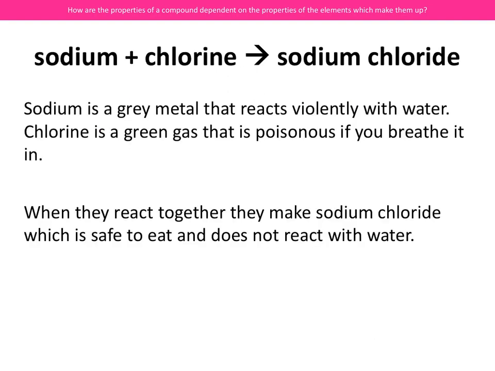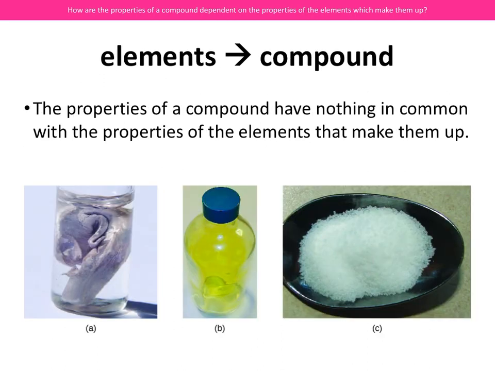So this page just summarizes that, so I won't repeat it, I'll just let you read it, so maybe pause the video. So what we're to take away from this is that whatever we're making in a reaction, the properties of that product, and in this case the properties of the compound, because we formed it from two elements, have nothing in common with the properties of the elements that made it up. So there are no similarities in the properties of sodium chloride here with the properties of the sodium metal and chlorine gas.